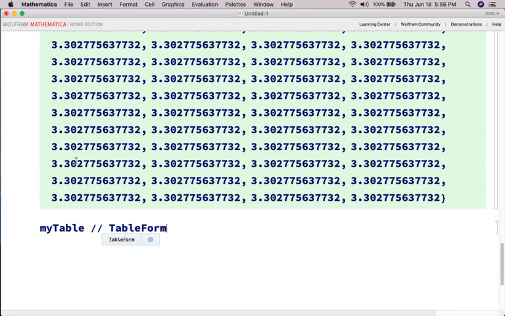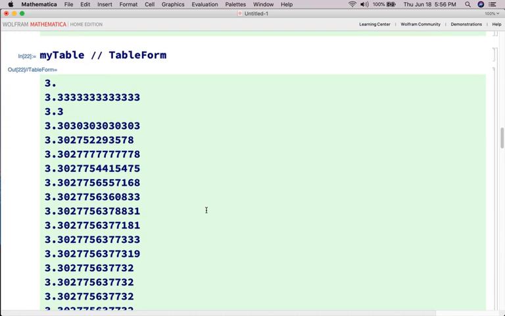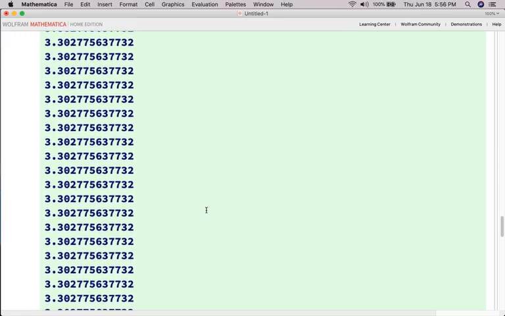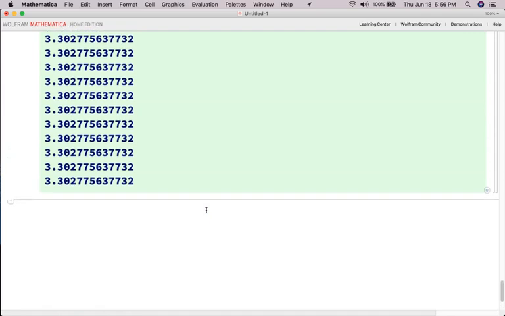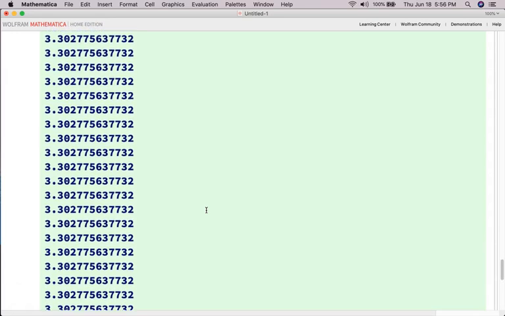Table form. Okay, so we start with 3.3333, and 3.3, and blah, blah, blah. So you guys can read this for yourselves. I don't have to read every digit to you, I hope. And you can see that after a while the numbers don't change at all. So they zero in on the value of about 3.302775637732. Okay, so we see that the convergence here is really excellent, right?